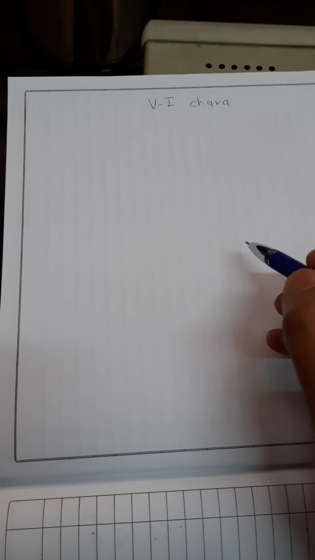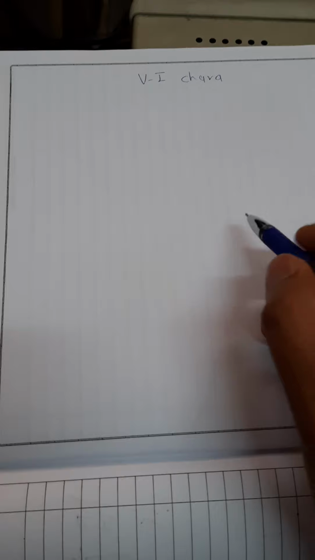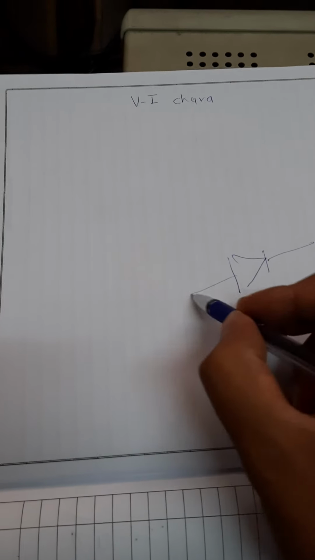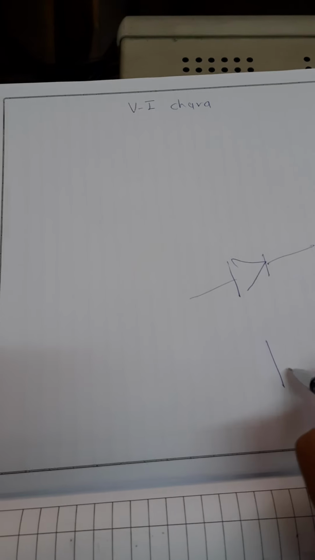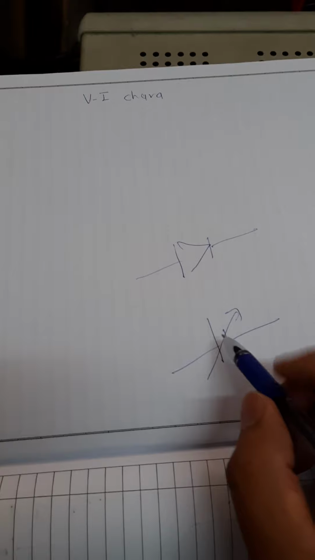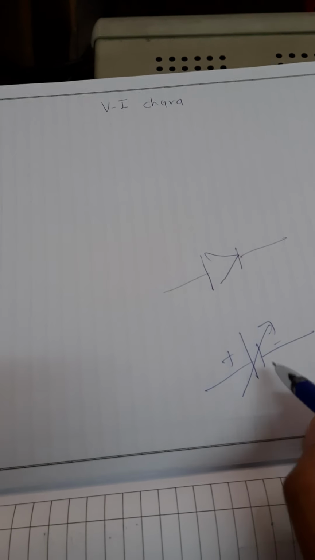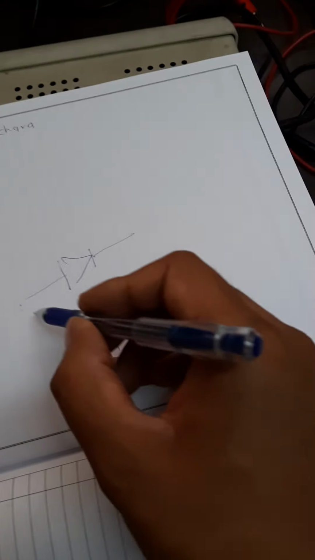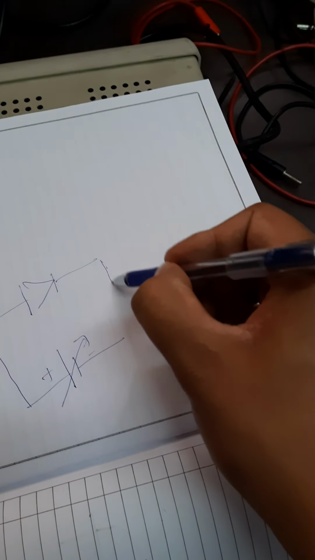The required component for the VI characteristic of a diode: one is the diode, and we need a DC voltage that is variable. This arrow indicates the variable. This is positive, this is negative. This is the variable voltage applied across your diode.